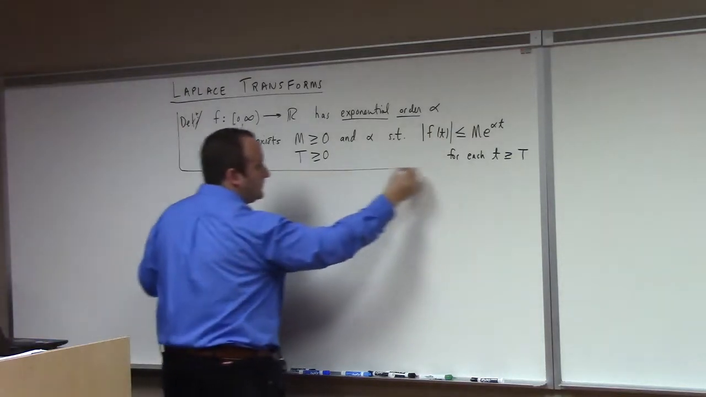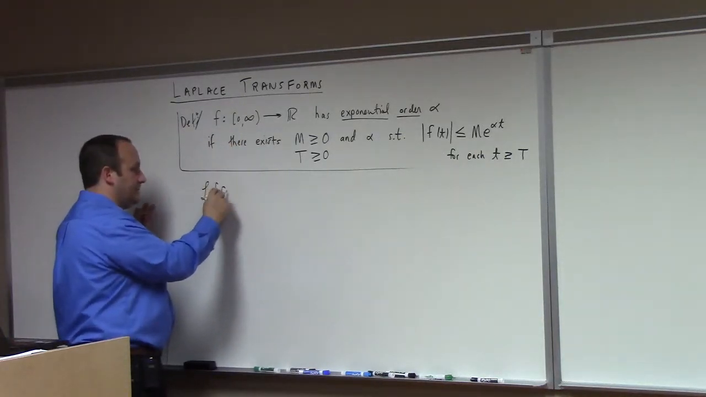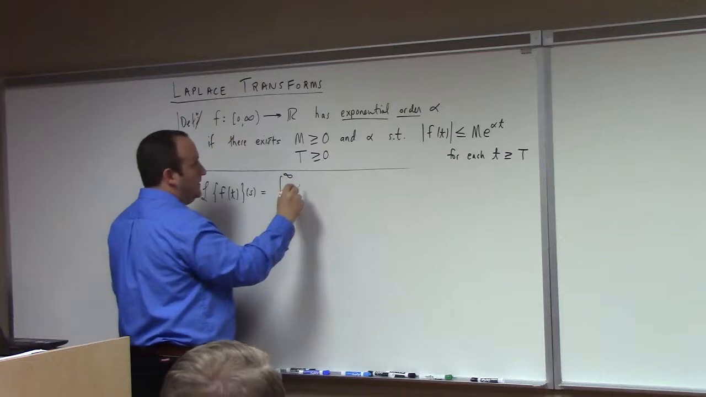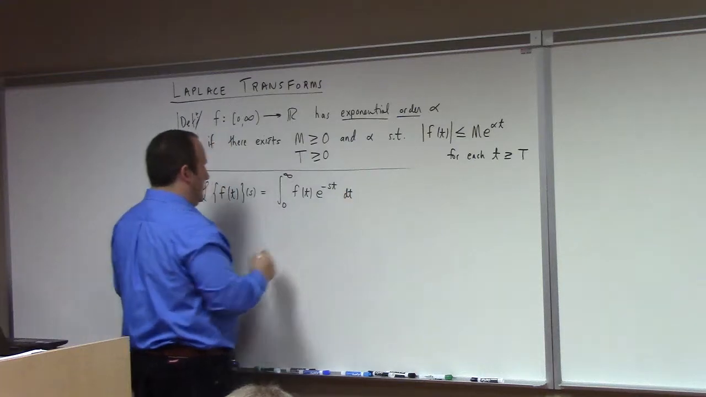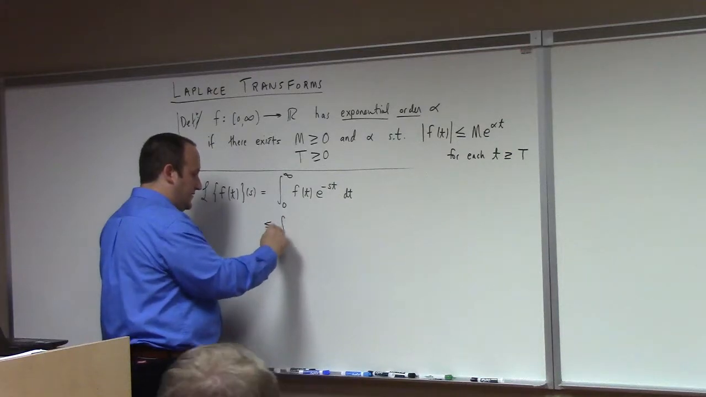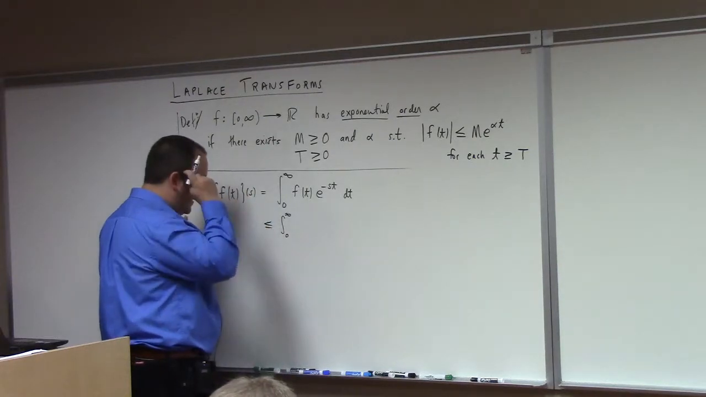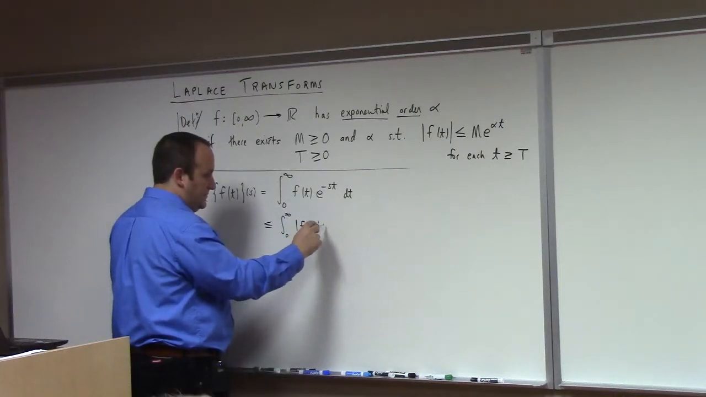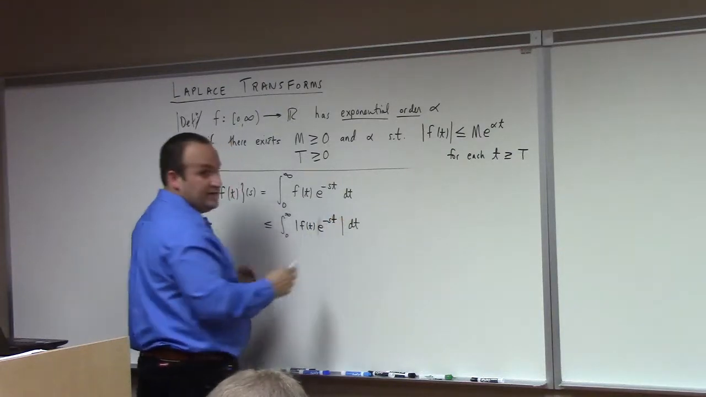And so if you look at the Laplace transform of, so suppose f is such a function, take the Laplace transform of f, right? Well, that's the integral from 0 to infinity of f of t e to the minus st dt. And, you know, just basic integration stuff, that's going to be less than or equal to the integral from 0 to infinity of the absolute value of f of t e to the minus st dt, right?